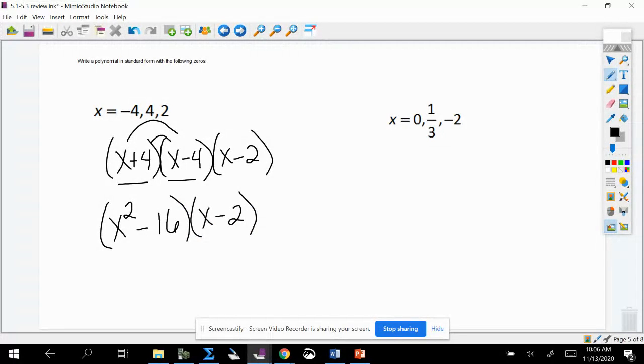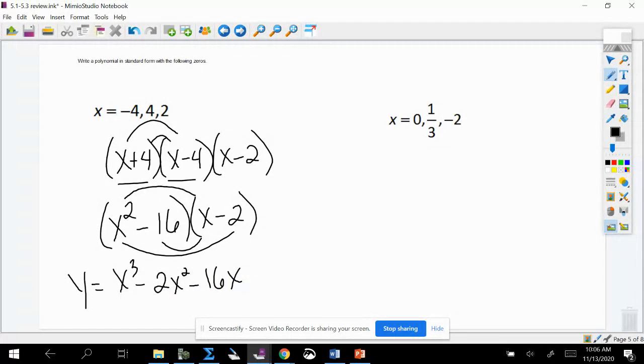And then I'm going to FOIL again. I'm going to multiply. The goal is to get it completely in standard form. So I'm going to multiply x squared times x, which is x to the third, x squared times -2, -16x, and then finally -16 times -2 is +32.